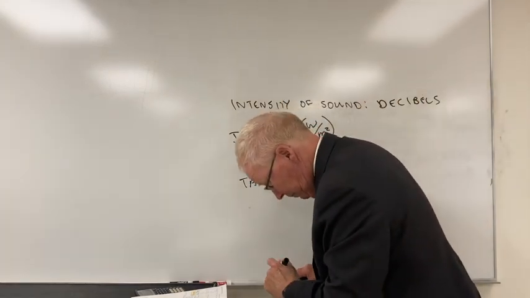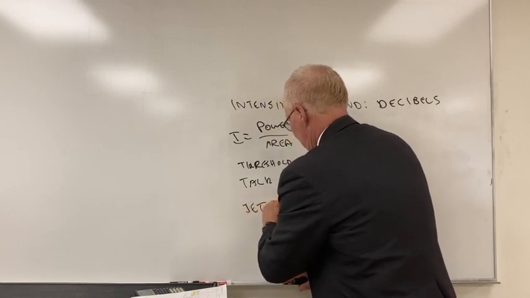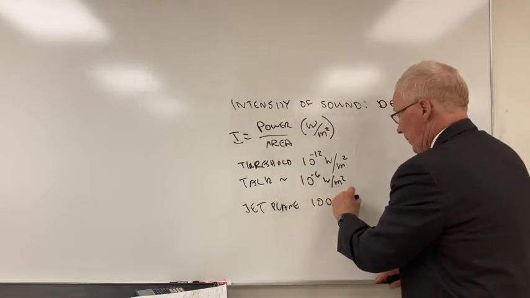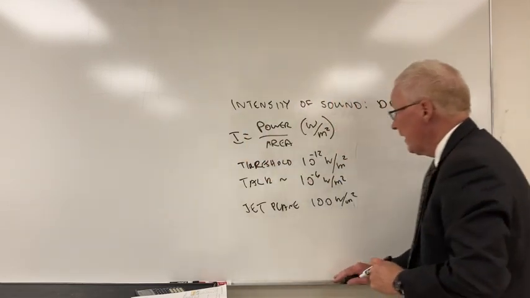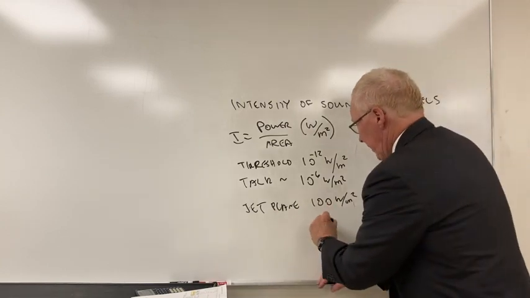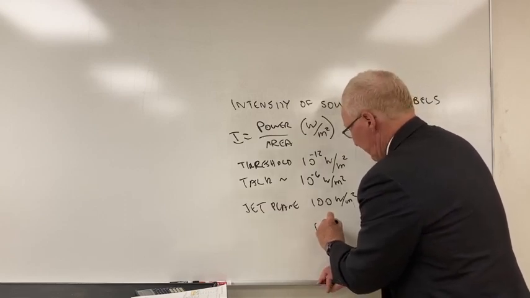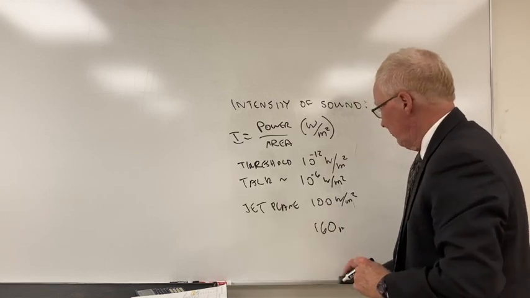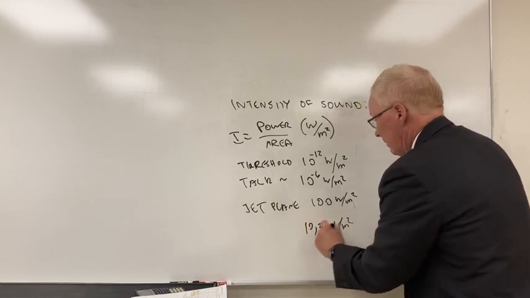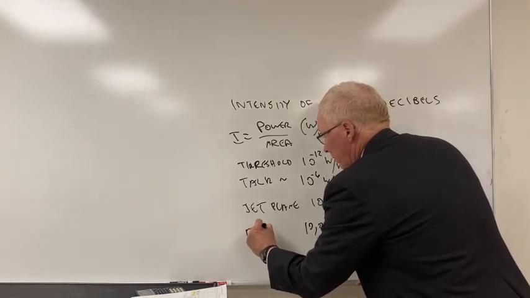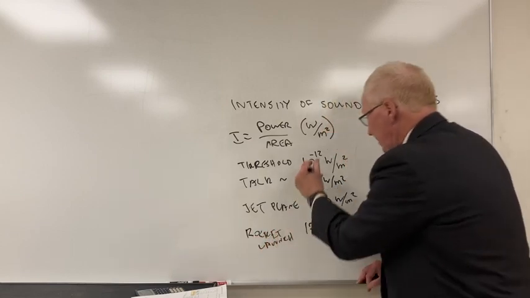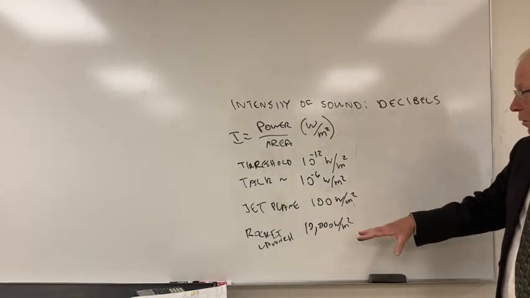And if we have a jet plane, this can be on the order of 100 watts per meter squared. And then if we want to go really extreme, right near a space shuttle launch or a rocket launch, it can be as high as 10,000 watts per meter squared. All right, so these are a huge range of many orders of magnitude.